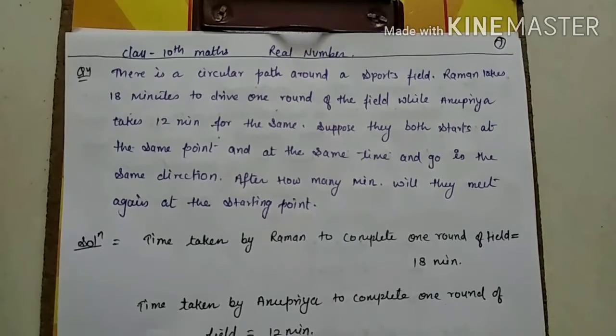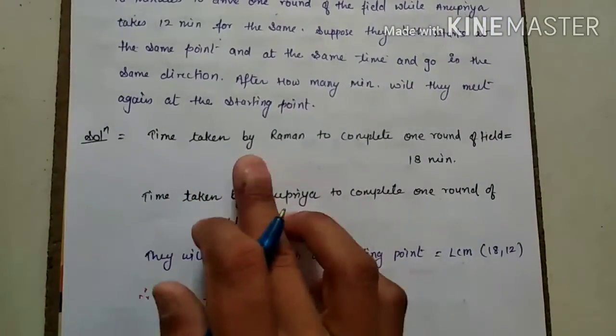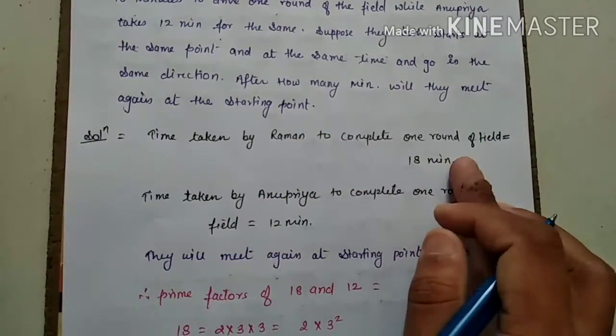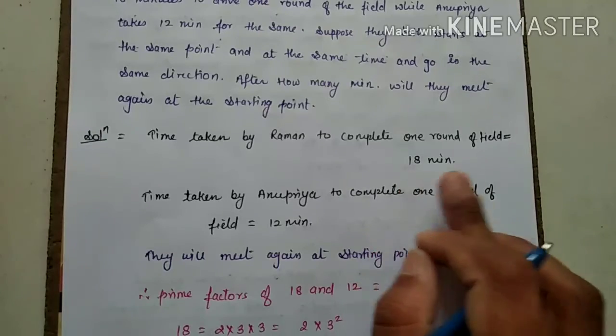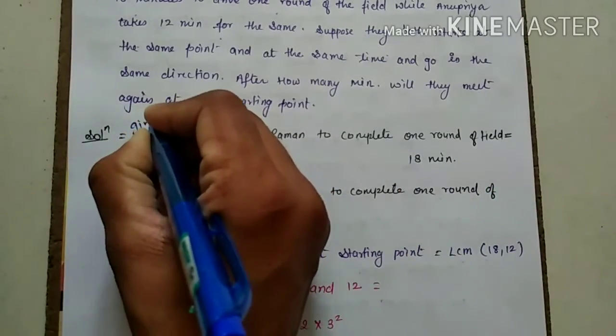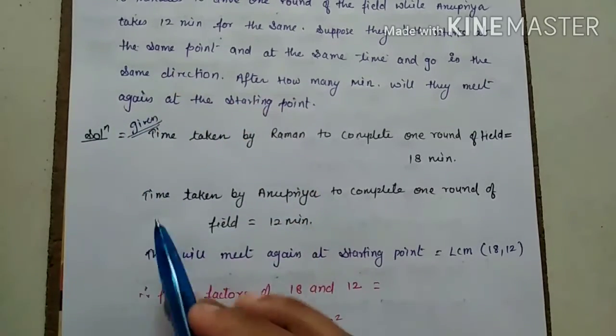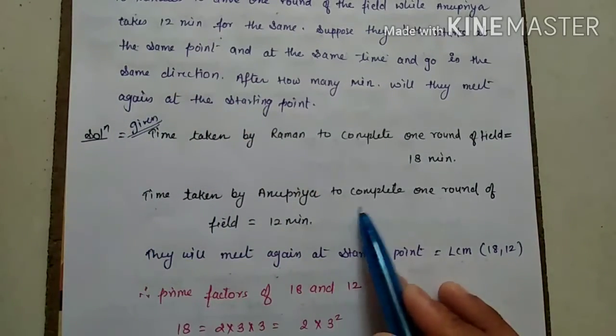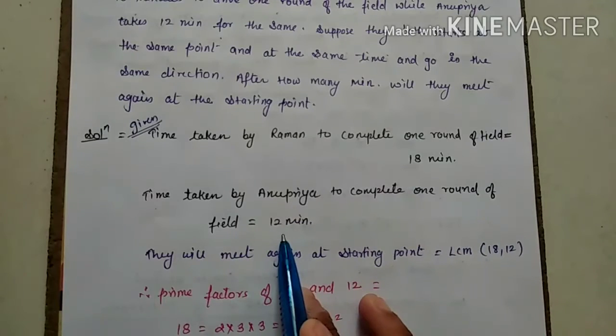So I have solved the question. Just see how. The time taken by Raman to complete one round of the field is how much? 18 minutes, given in the question. You can write here, given. After that, the time taken by Anupriya to complete one round of the field is 12 minutes, correct?